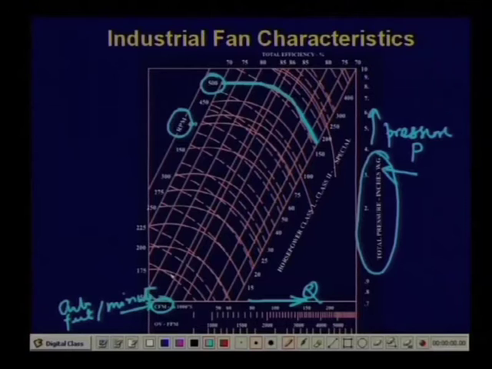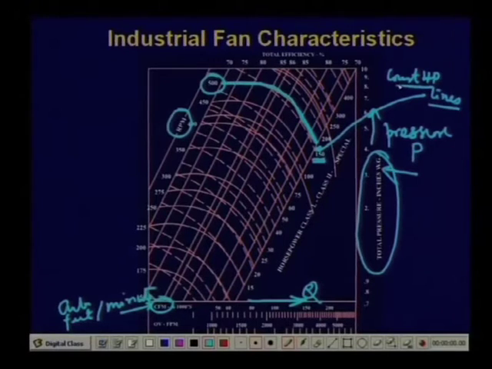On the other hand, look at these dotted lines. This dotted line says 150. These are constant horsepower lines. If you operate along this curve, then you always spend 150 horsepower. Similarly, you have a number of such curves.